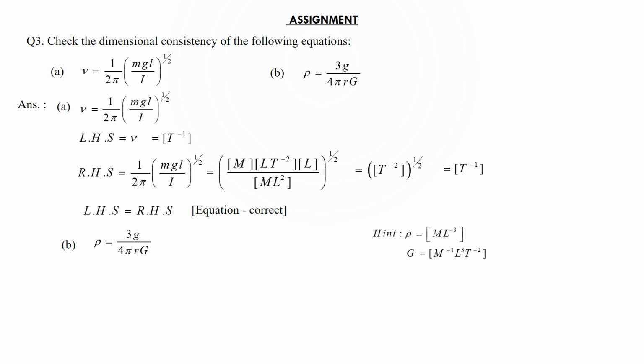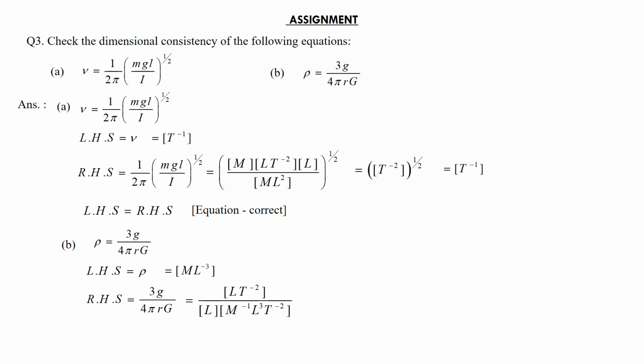Second one, rho is density, ML minus 3, G is M minus 1 L3 T minus 2. LHS is rho, which is ML minus 3. Okay, RHS is this. 3 no dimension, G we will put LT minus 2, 4 pi no dimension, R we will put L, and G we will put M minus 1 L3 T minus 2. So it is ML minus 3, which is LHS equal to RHS, dimensionally correct.